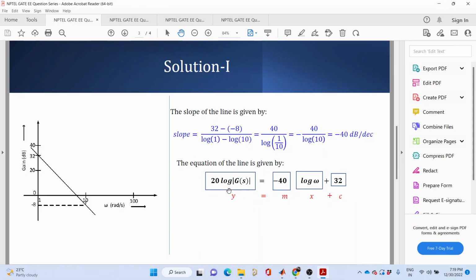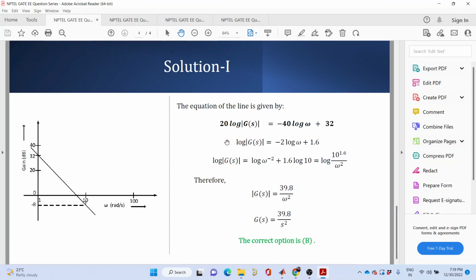Okay, good. Now nothing much is left, just a bit of mathematical manipulation. I have divided both sides by 20, so minus 40 becomes minus 2, and 32 becomes 1.6. Now minus 2 can be raised as the power of omega, so log of omega whole to the power minus 2, plus 1.6 into 1. Log of 10 is 1, so we can write 1.6 into log of 10.